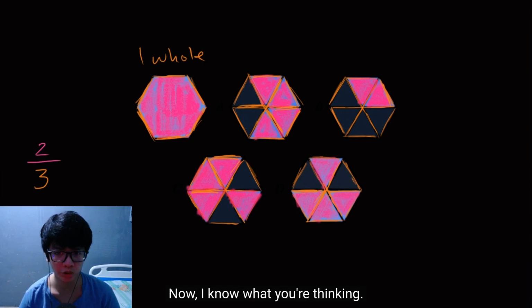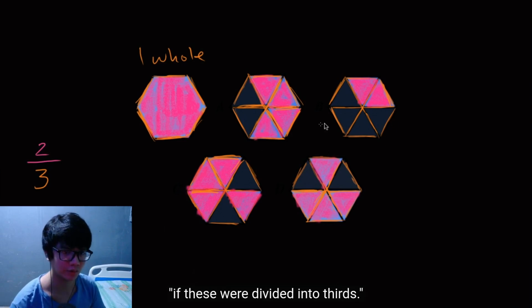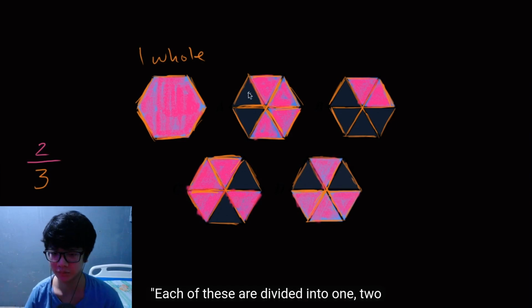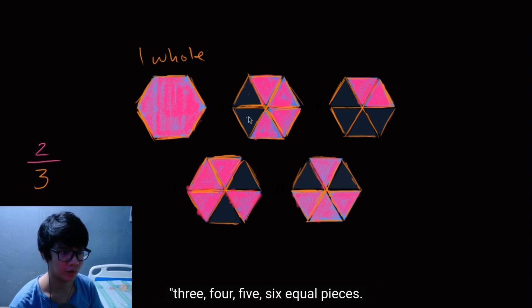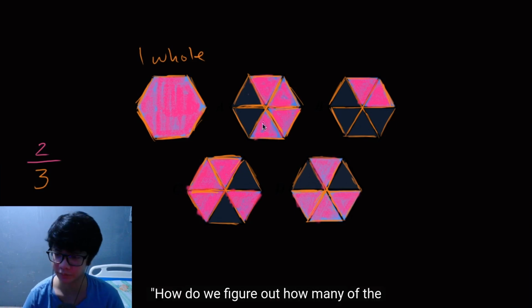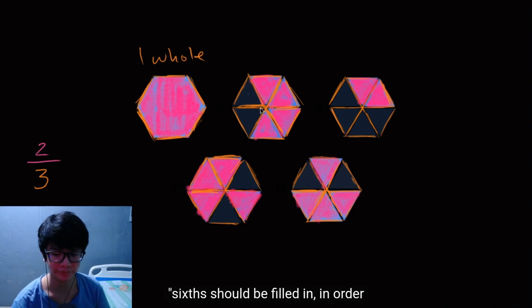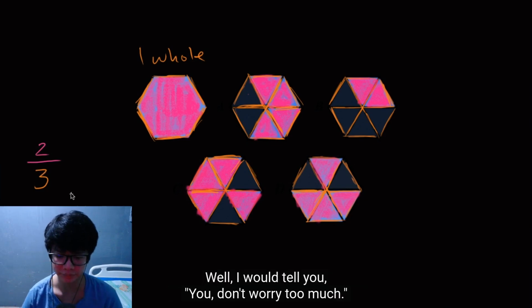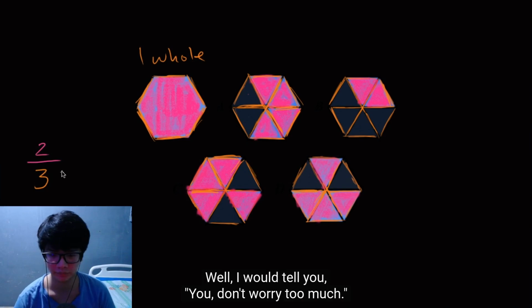Now I know what you're thinking. All right, Sal, that would have been pretty straightforward if these were divided into thirds, but these are not divided into thirds. Each of these are divided into 1, 2, 3, 4, 5, 6 equal pieces, sixths. How do we figure out how many of the sixths should be filled in in order to have the same thing as 2/3? Well, I would tell you, don't worry too much.